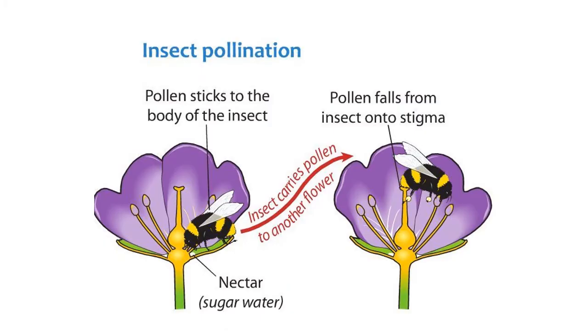You can see over here, whenever the insect sits on the flower, the pollen sticks to the body of the insect. Once it travels and moves to another flower, when it sits on the next flower for taking up the juice or nectar, the pollen falls from the insect onto the stigma. Can you see over here? Yes, like this. This process is called cross-pollination, and this is how insect pollination occurs.